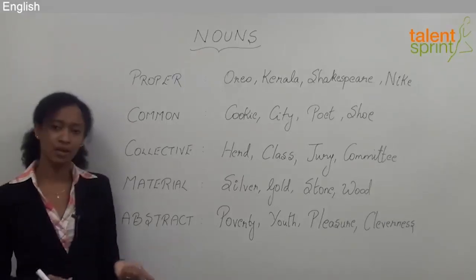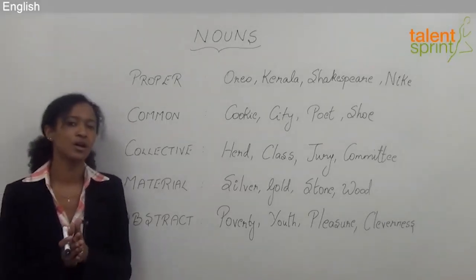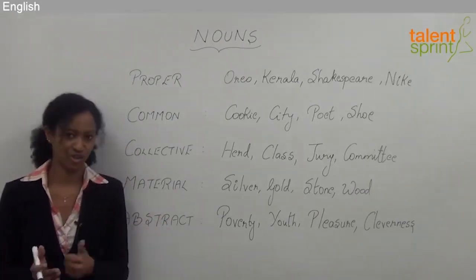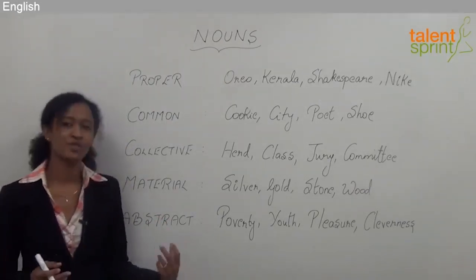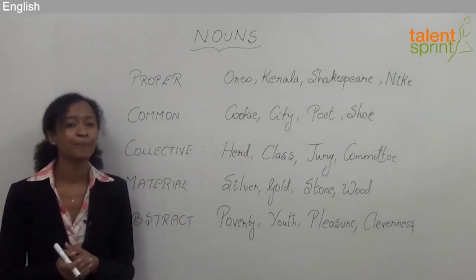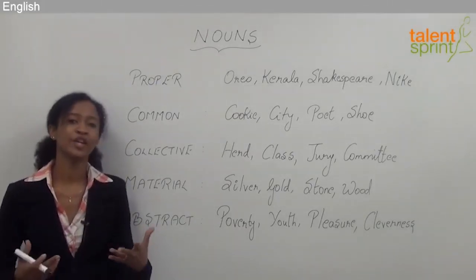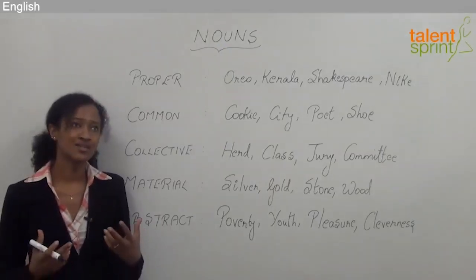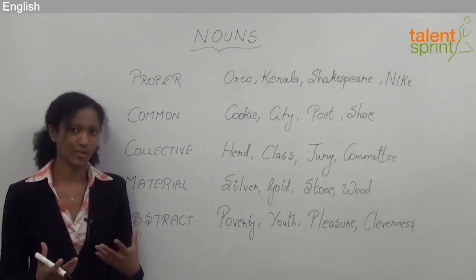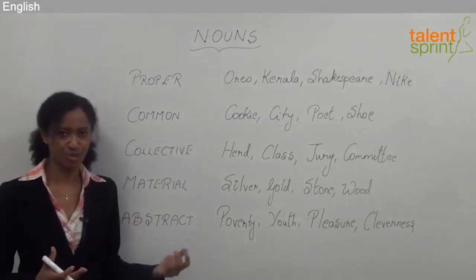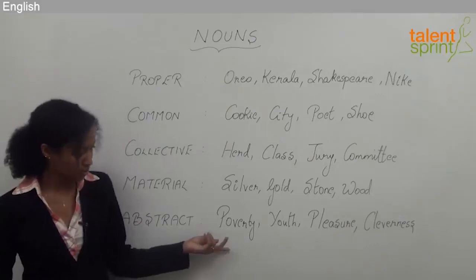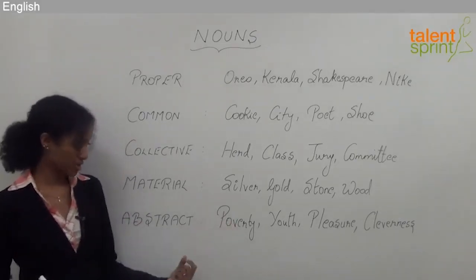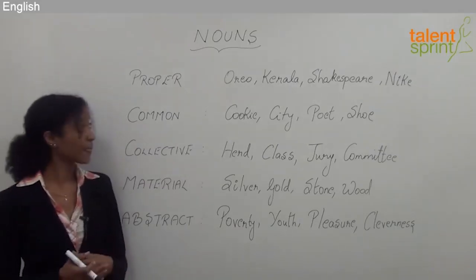Abstract nouns. Abstract nouns again are nouns that are names given to a particular quality, state, or action. So another thing that you need to remember in abstract nouns is it cannot be perceived by any of our 5 senses, right? And it is understood only on continuous observation. So poverty, youth, pleasure, cleverness, these are all abstract nouns. All right.